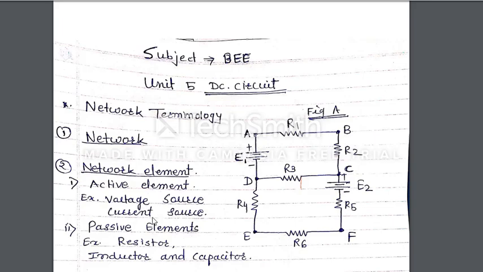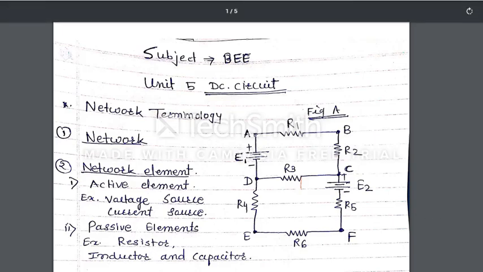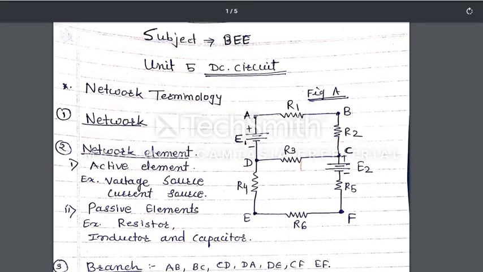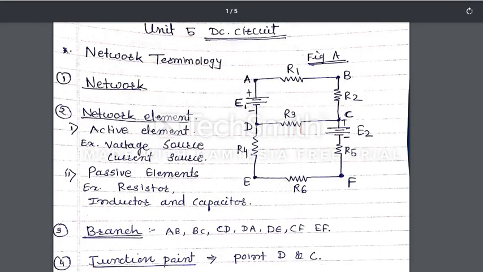Now we know that there are three basic passive elements: resistor, inductor and capacitor. Inductor and capacitor can store the energy and resistor dissipates the energy in the form of heat. Next is branch. A branch is a part of a network which connects various points of the network with one another.